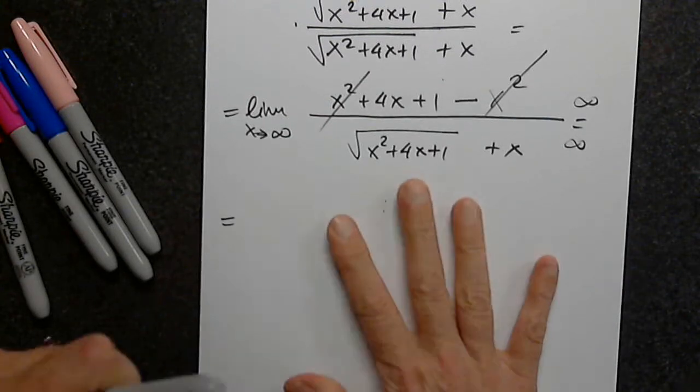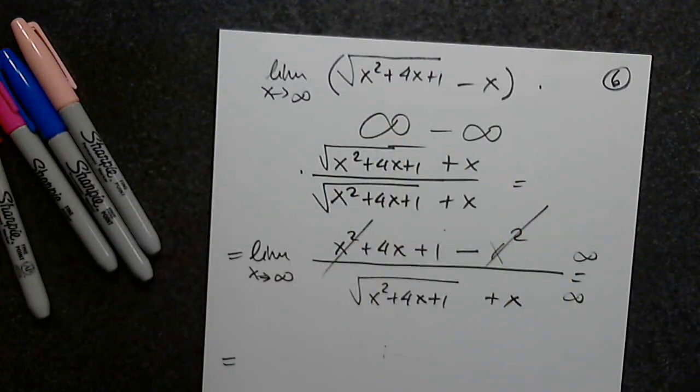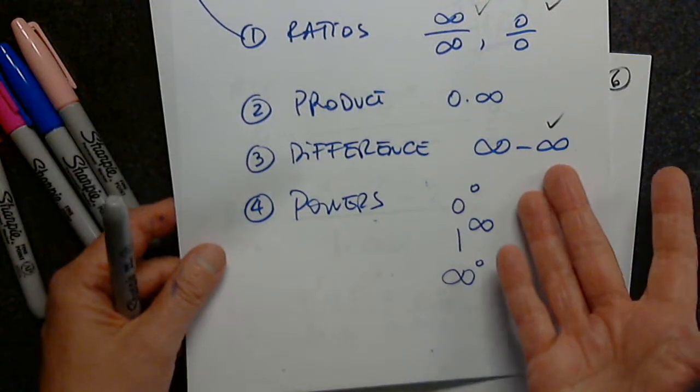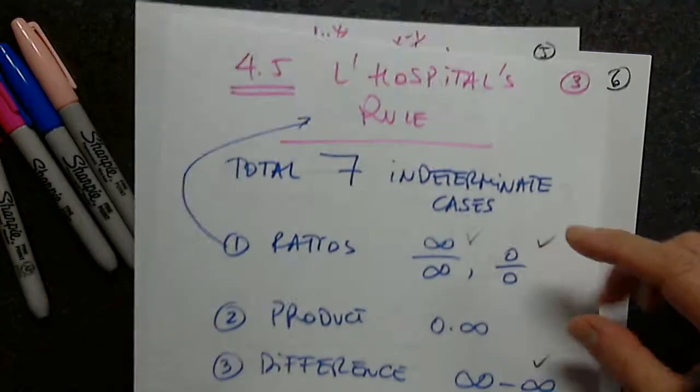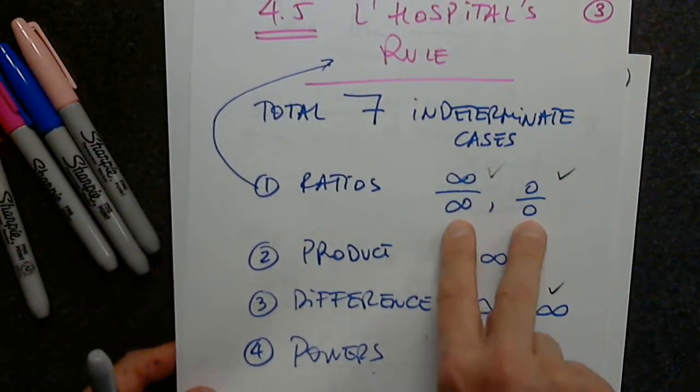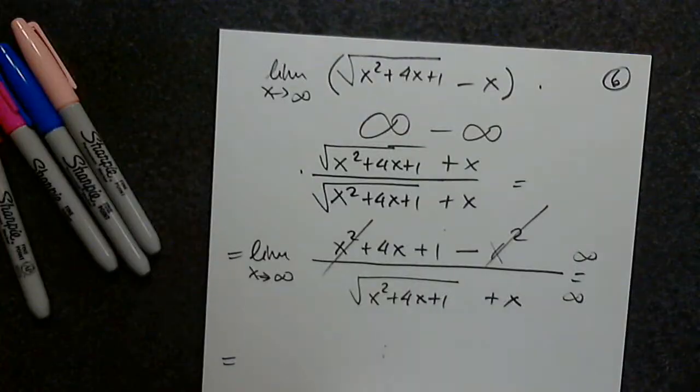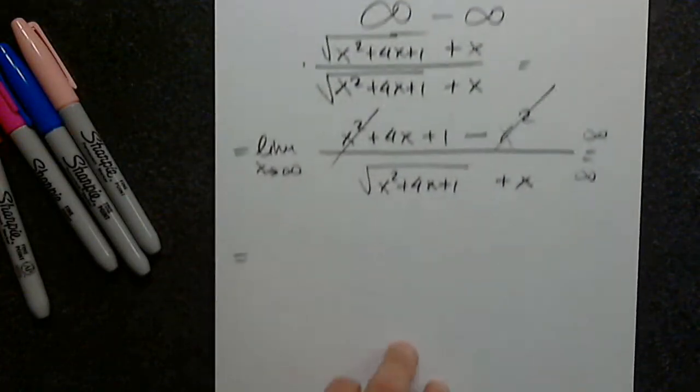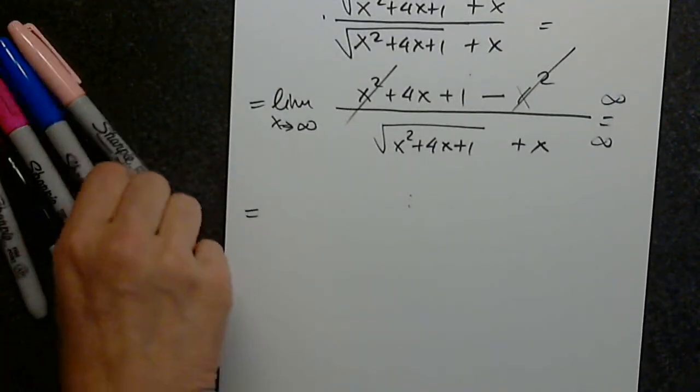So as you saw, we initially started with infinity minus infinity, which is the indeterminate case where we had no idea. And now it turned into a ratio, infinity over infinity, and we're able to apply L'Hopital's rule. Very good. Okay, so let's see if it works and how.